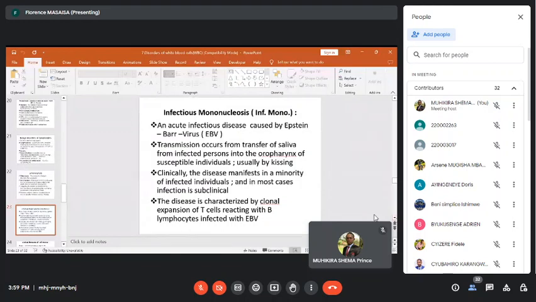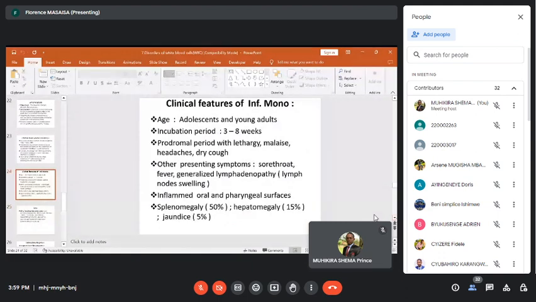A little word on infectious mononucleosis, which is an acute infection caused by EBV. The transmission is usually through the transfer of saliva from the affected person to a normal person. It usually manifests in few of the cases, and most of the conditions are subclinical, so the patient may not present symptoms, but sometimes they present with an expression of T cells which are reactive to B lymphocytes affected with EBV.